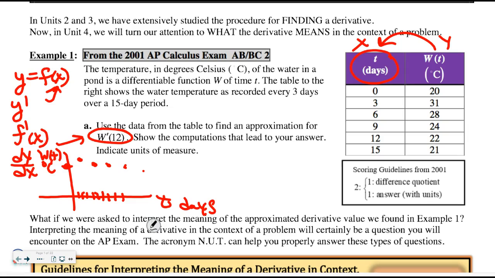The point is, these are just snapshots in time. You do not know what's happening between those two. Does that make sense? You can assume it's continuous, but with anything, you don't know what's happening between the two. When it says approximate W prime at 12, W of 12 is 22, and it's the second to the last dot I made.